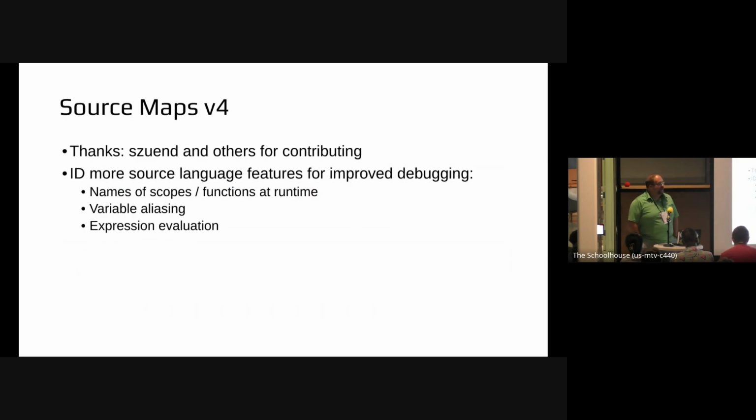Also, I want to shout out especially folks on the Chrome team like Simone Zend, who are working on source maps version 4. There are a lot of extensions to this that are important, most notably things that source maps version 3 don't support, like expression evaluation. One of the most critical points for this. It also allows you to see when code has been folded out.